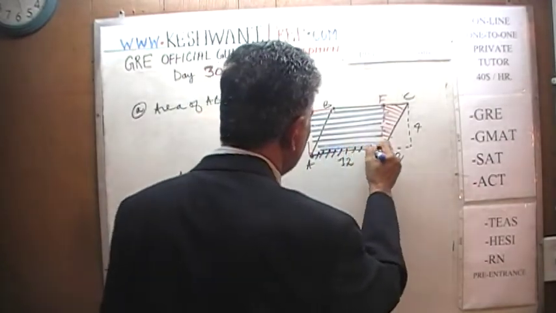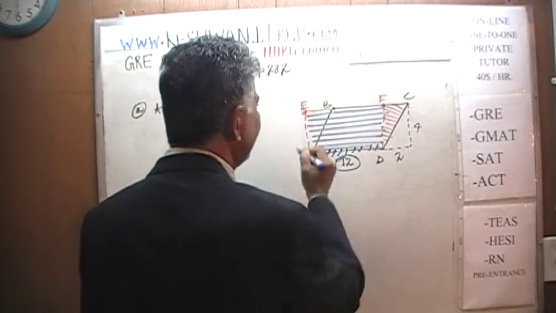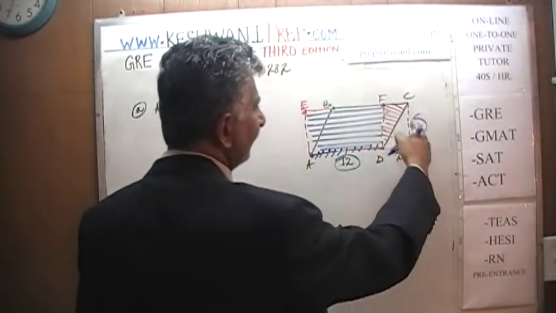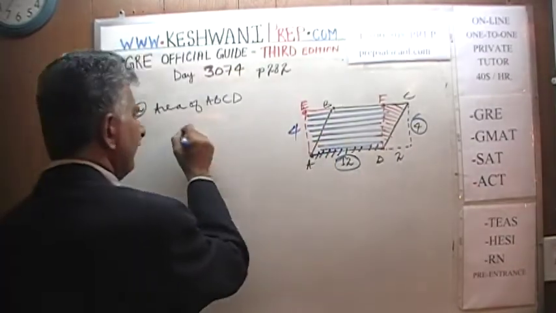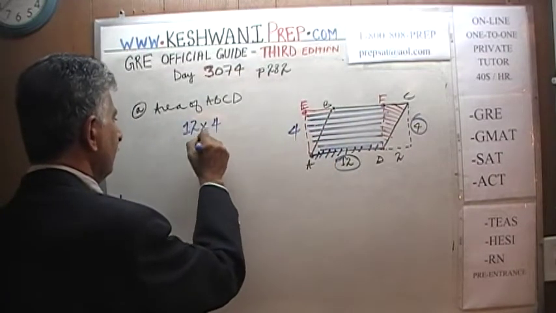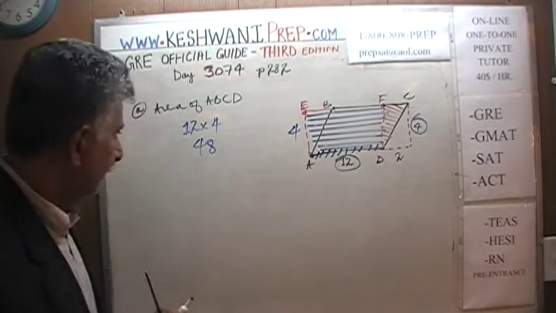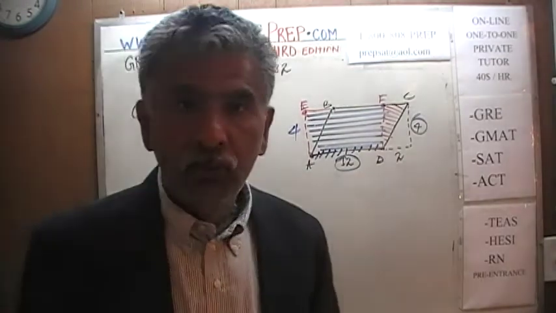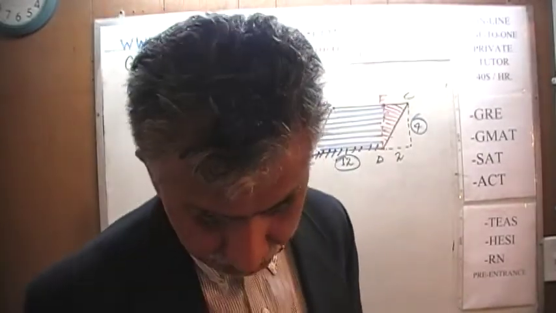A to D, we know is 12. A to E, we are told is 4. A to E is the same as this distance right here, which is 4. So it's basically 12 times 4, which is just 48. It's length times width, which is 12 times 4, is just simple 48.